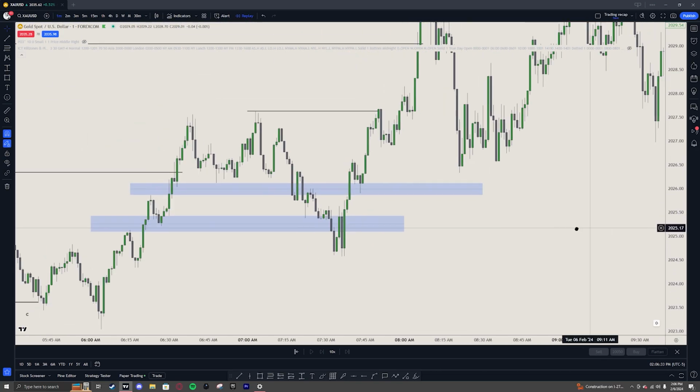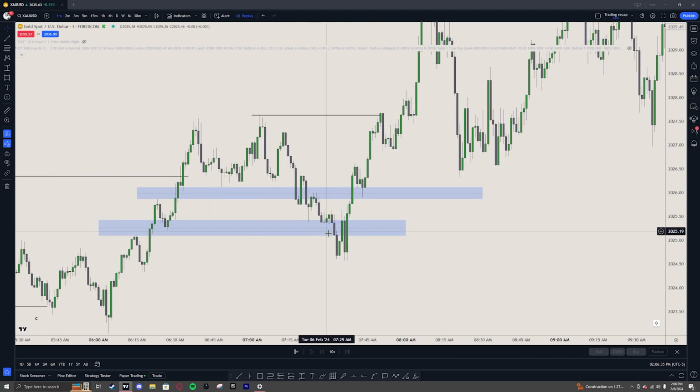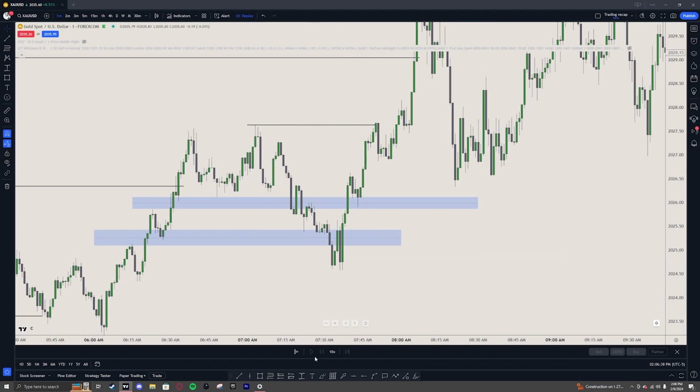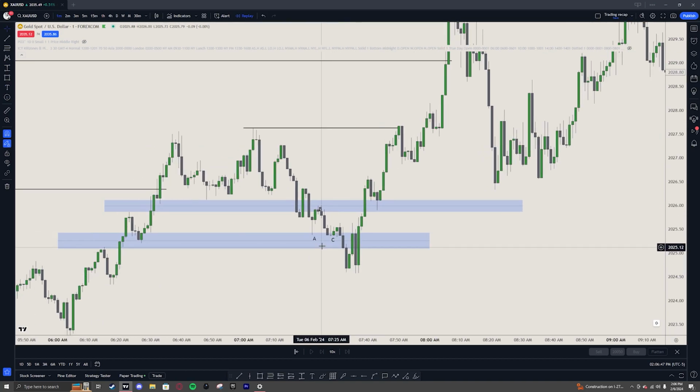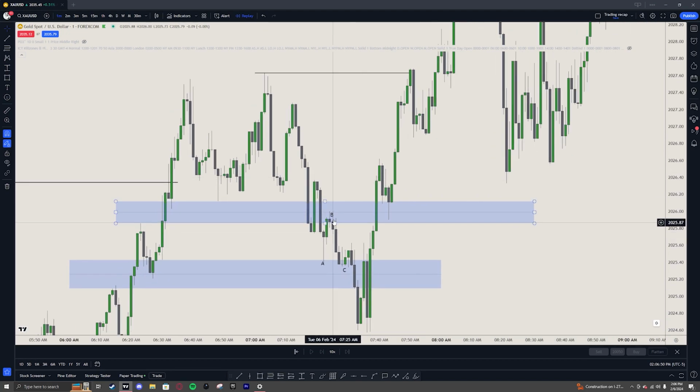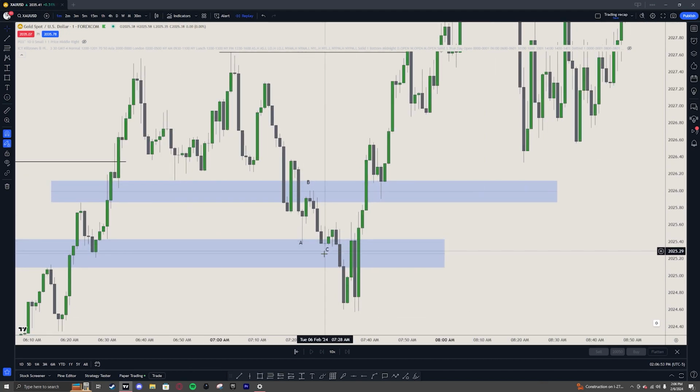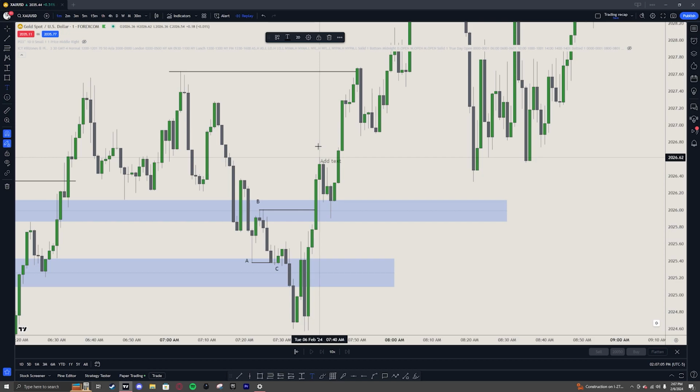All right, so now zooming in, what do we see? Another breaker within the breaker I was talking about. Where's A? A is right here. B is right here. C is right here. Okay. First things first. Was A swept by C? It was. Okay. Did we get a close above B? Yes, we did. Where's D? Right here. Okay. Where's the fair value gap? Retracement? Right here. Let me delete one in the background. Boom.